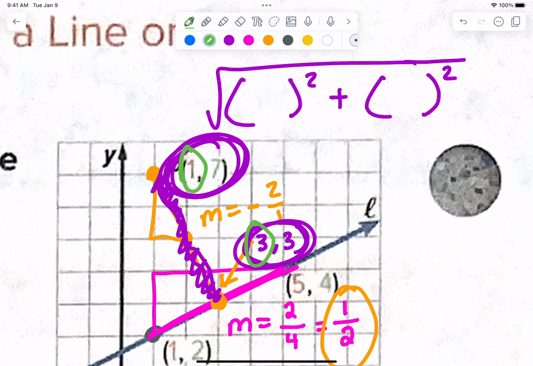How far is 1 and 3? 2. How far is 7 and 3? 4. I'm listening to you back over there, you whisper girls. I got you. You're doing it right. 2 squared is 4. 4 squared is 16.